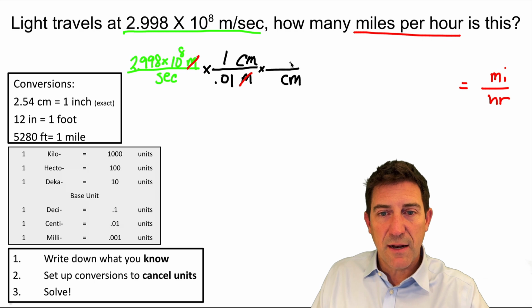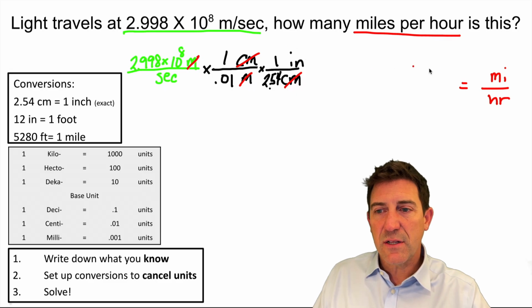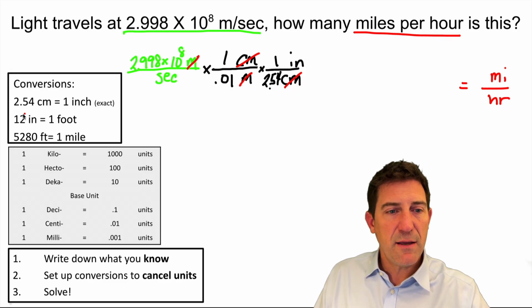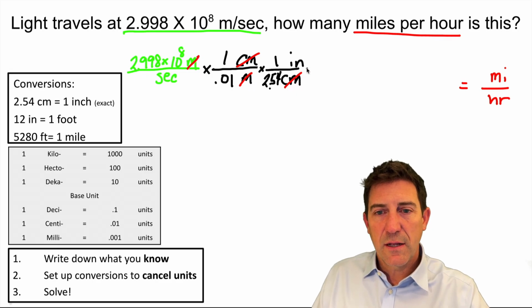Okay, then we put centimeters. Let's put inches up here. And we're saying that 1 inch is exactly 2.54 centimeters. Those cancel. Now I have inches on the top, but I want to be in miles. We keep looking through our conversions and we problem solve our way through it. Let's put inches down here because I need to get rid of those inches.